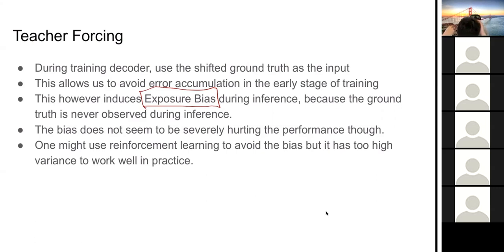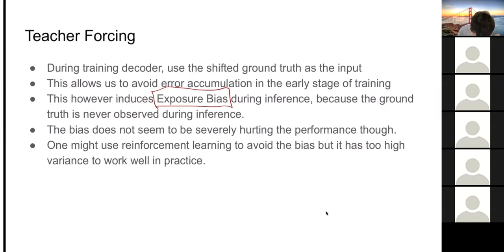So you can think of this as more of a bias versus variance trade-off, actually. So it's a very important problem in machine learning. Because you are increasing your model's bias, your model will not be exactly trained to what you intend it to be. But you're reducing the variance so much that the model actually trains pretty effectively. And there is a lot of empirical evidence that this bias does not seem to severely hurt the performance, though. That's why people are using this.